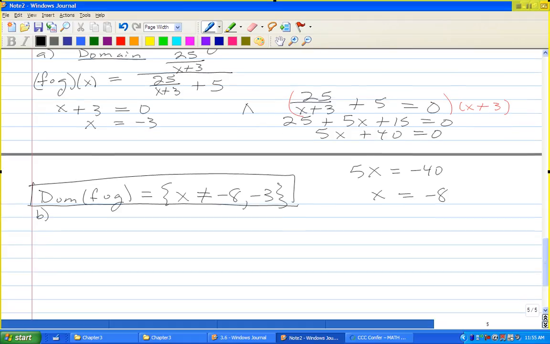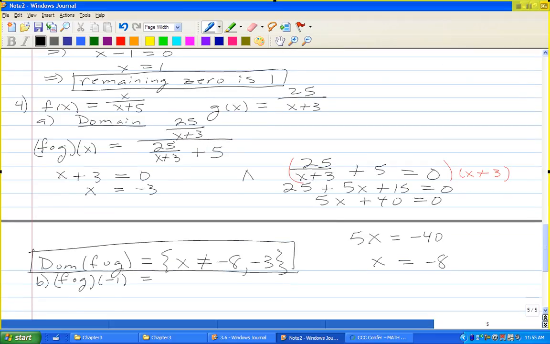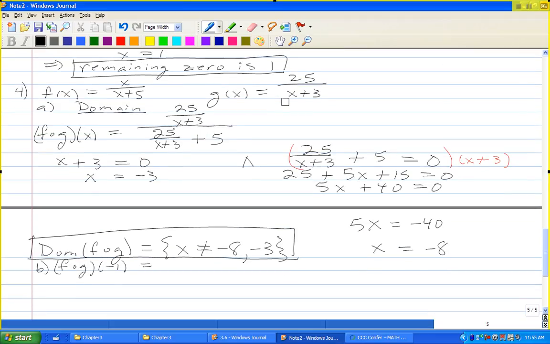Find f composed with g at negative 1. We'll plug in negative 1 for g. You get 25 over 3 minus 1, which is 2. So I do f of 25 halves. So we'll have to plug in 25 halves here. So this is 25 halves over 25 halves plus 5, multiplied by 2.